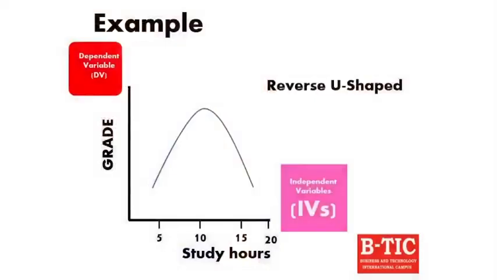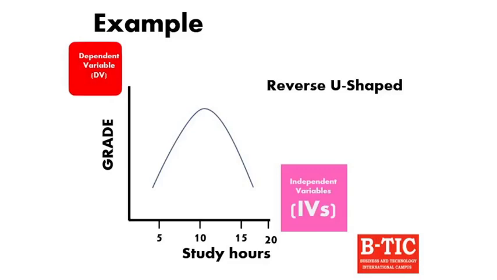The relationship between the IV and the DV may be reverse U-shaped as well, as shown on the screen. A good example is this: the more hours you study, the better grade you get. That is the usual concept. There is a linear relationship, a positive linear relationship. You study 1 hour, you get a grade. You study 2 hours, you get a better grade, and you study 3 hours, you get an even better grade. Fine.